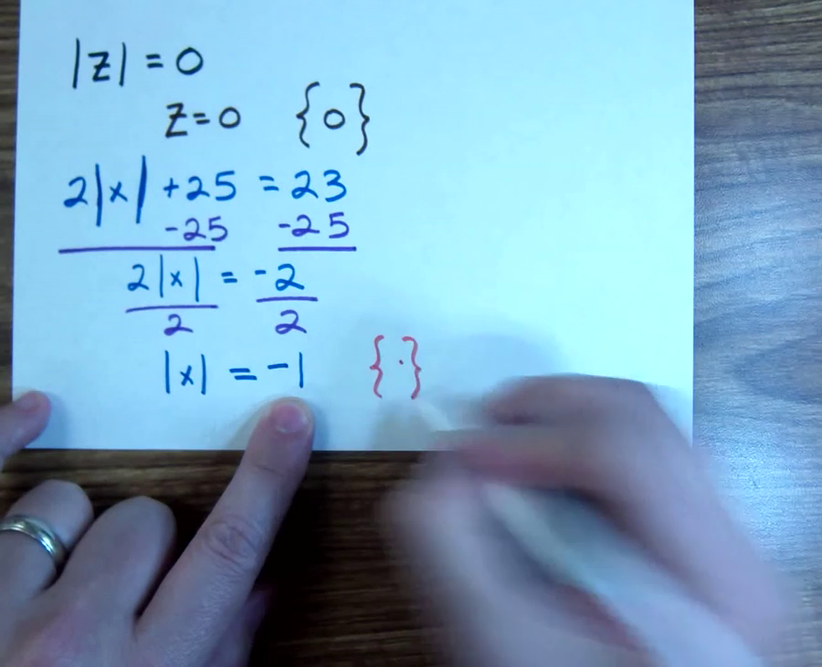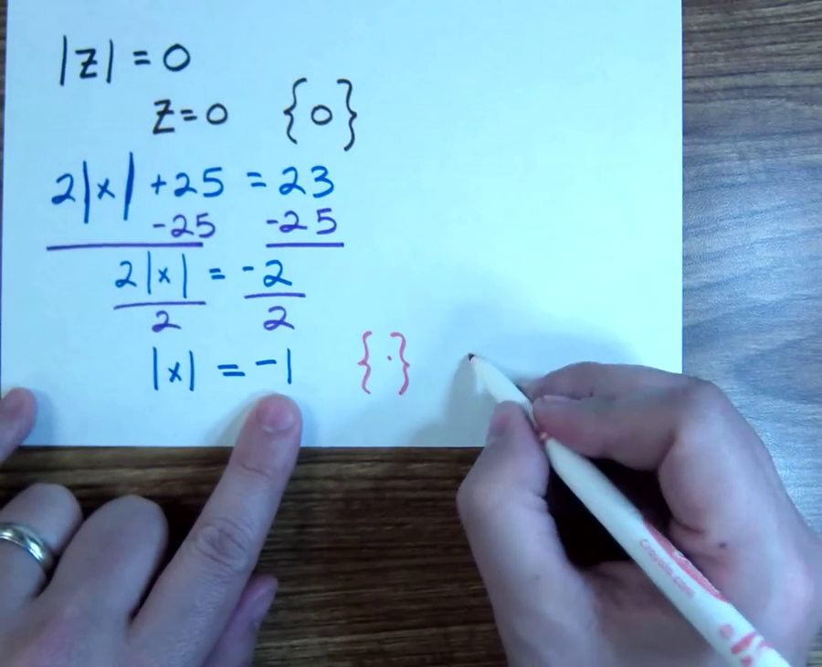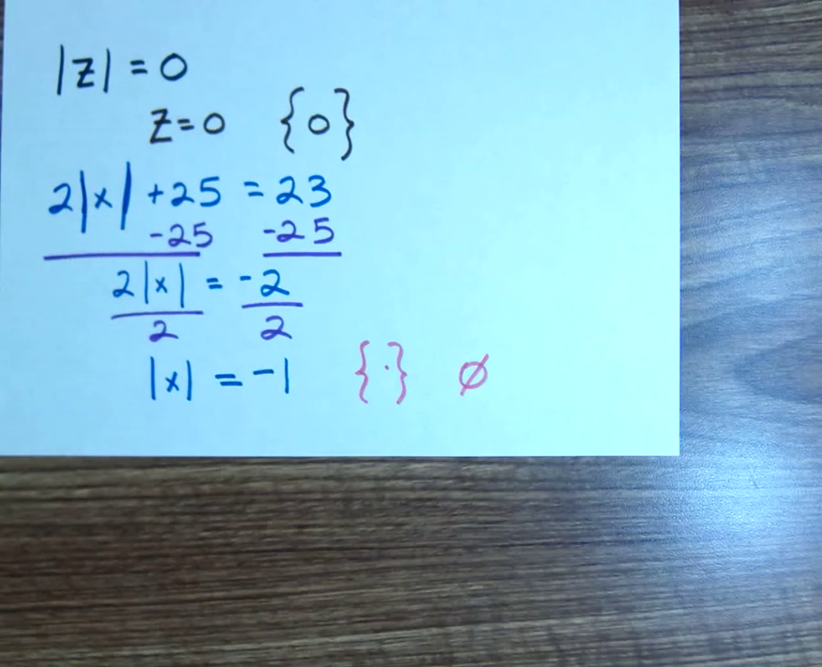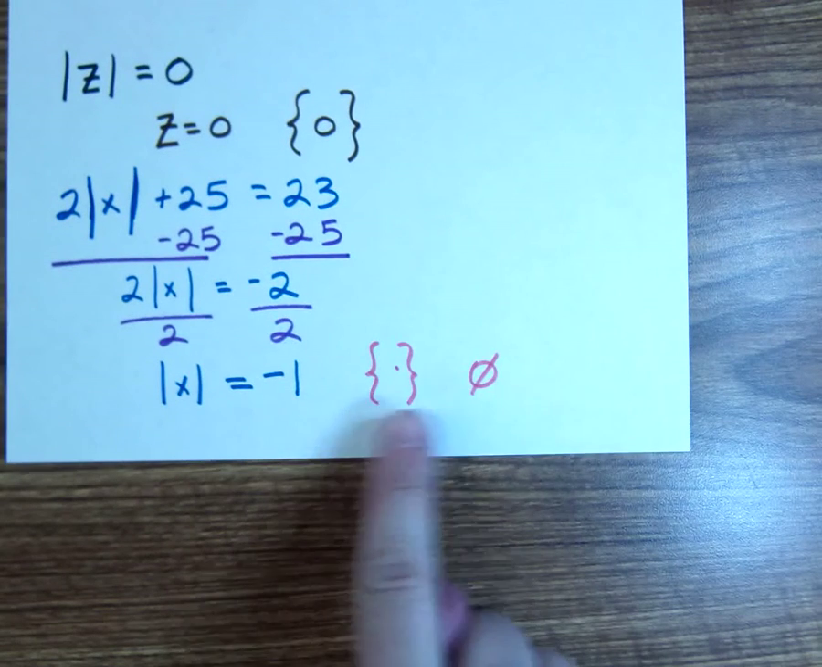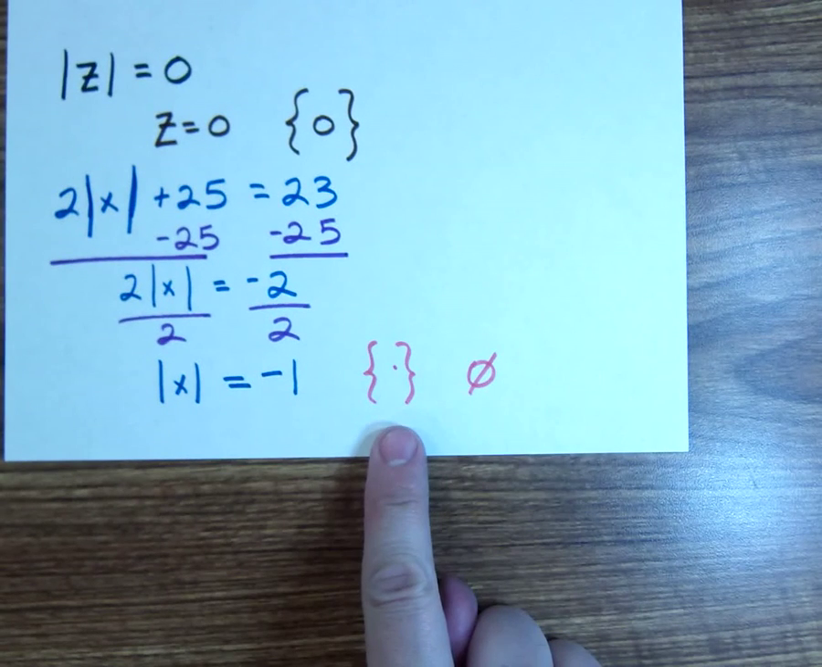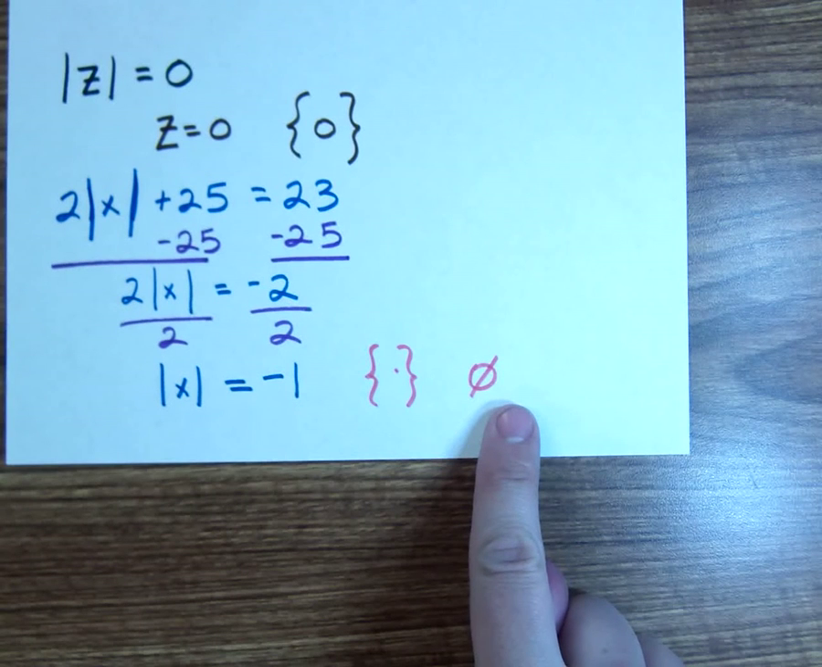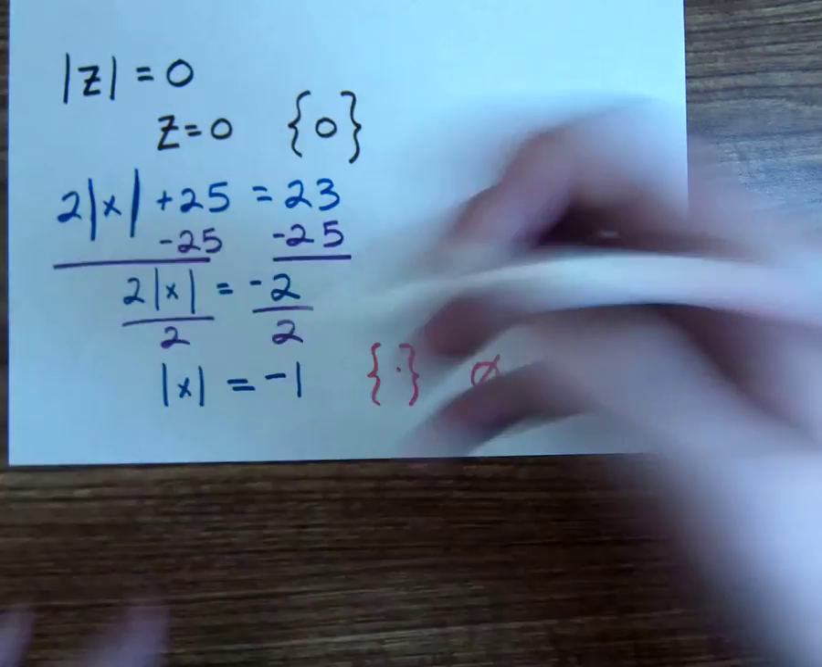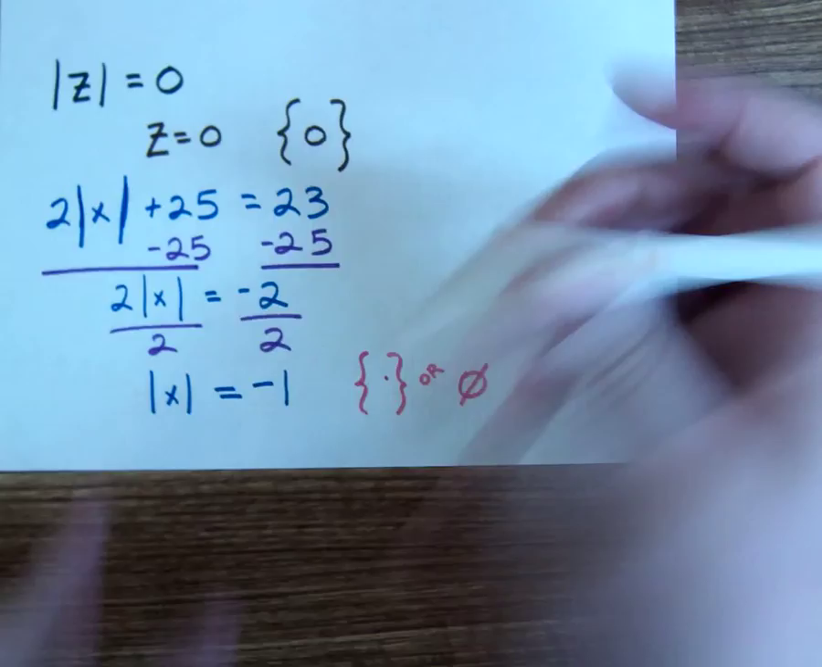So the solution here is either you could do the empty set like that, or just say no to donuts. Either one of those is good. Either a set that has nothing in it, or this symbol means a set that has nothing in it. Empty set is what that means. They mean the same thing.